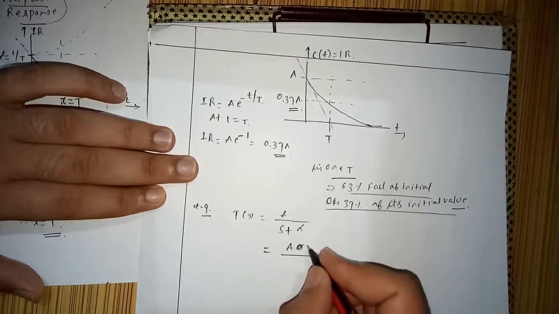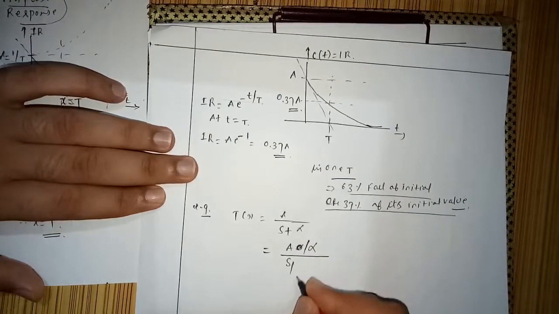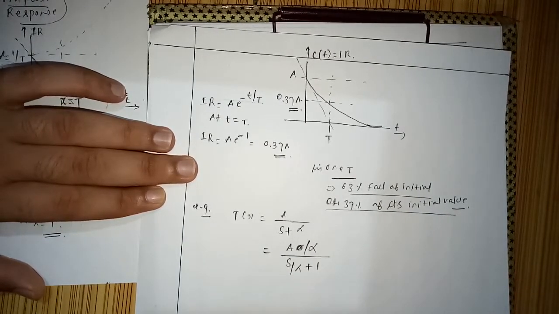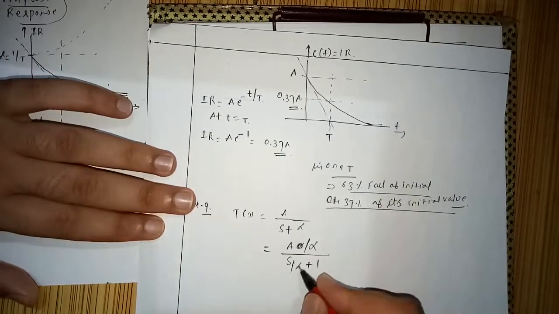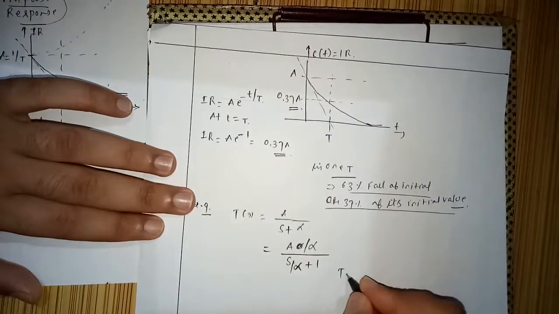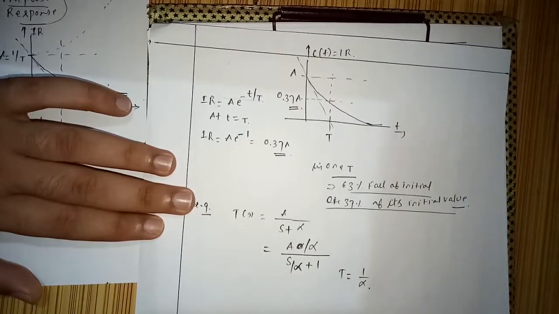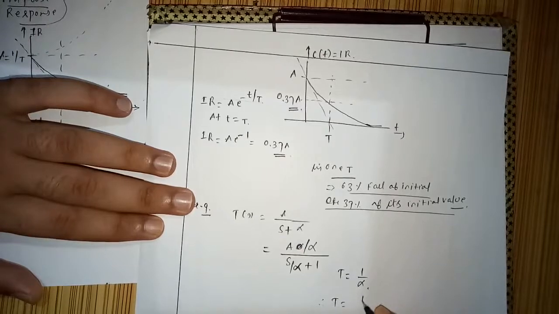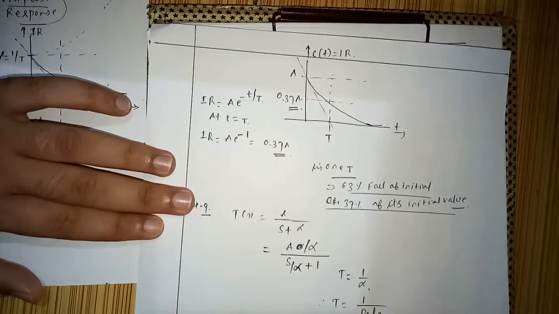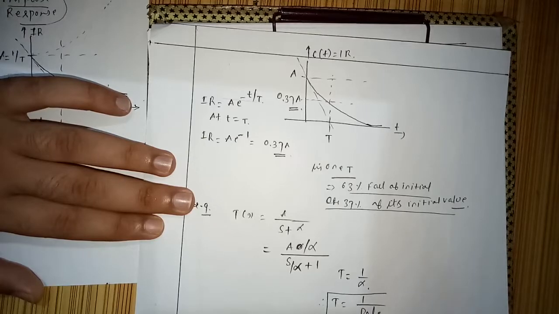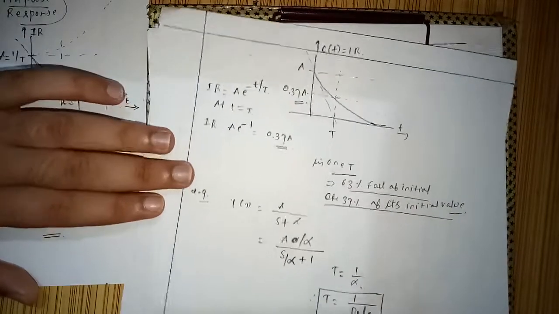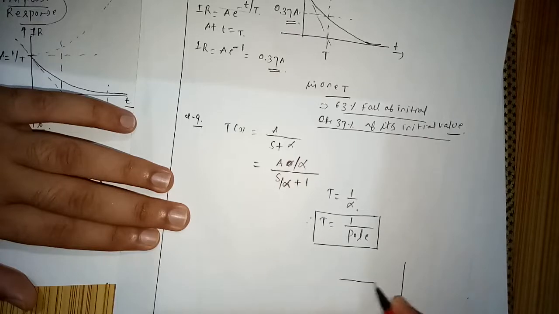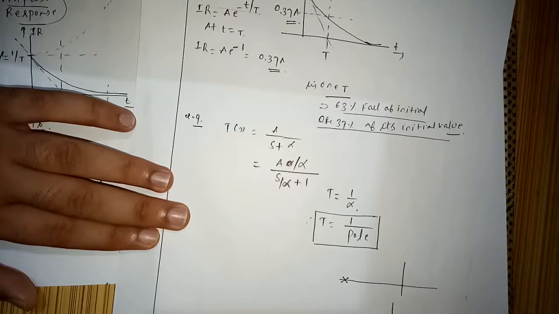A by alpha is equal to s by alpha plus 1, right? I can write like this. And so time constant is equal to 1 by alpha, or we can say time constant is inversely proportional to pole, right? So if pole is far away from imaginary axis, then time constant will be less and transient will die out very rapidly like this, right?